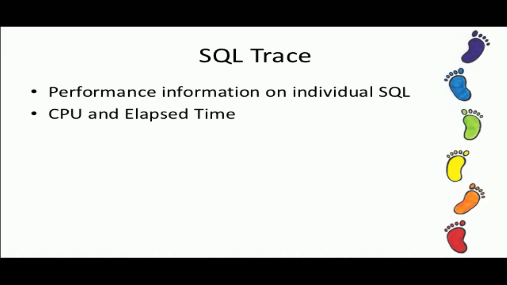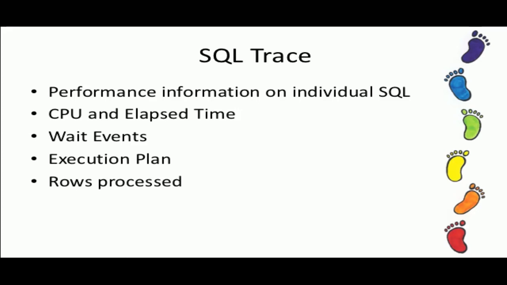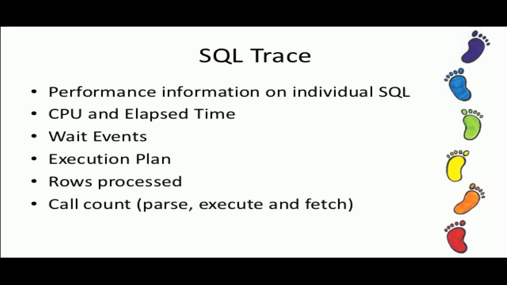Within the trace, we get to see service time, and we get to see elapsed time, and we get to see the wait events. We also get to find in the SQL trace something that's called the execution plan. We see how many rows we process. We see some counts for database calls: how many times we parse, how many times we execute, how many times we fetch. We get to see physical and logical reads. There is a lot of information that we get in one trace.